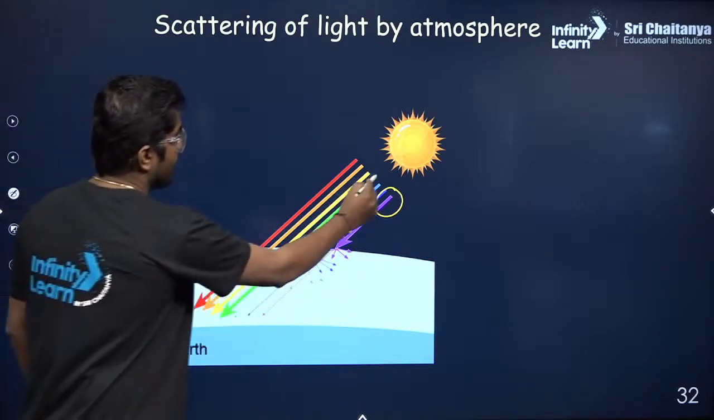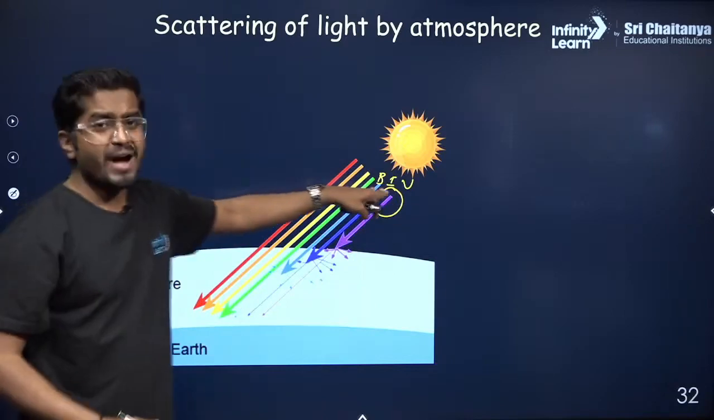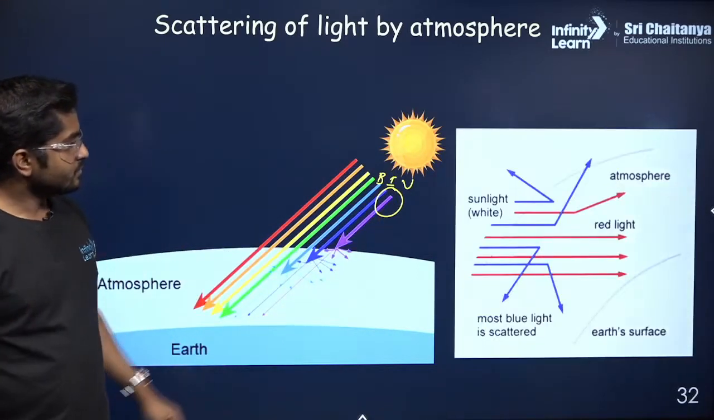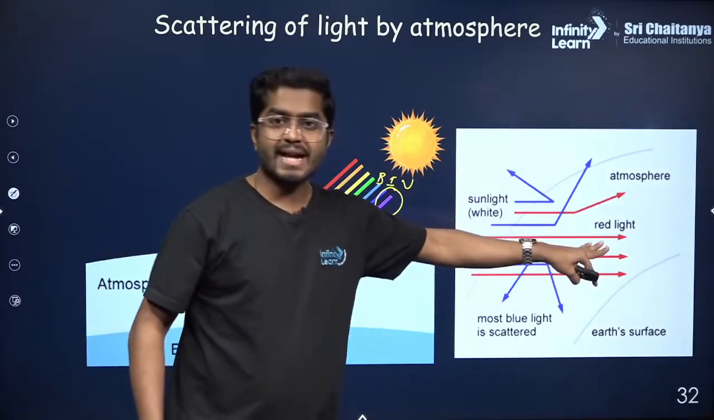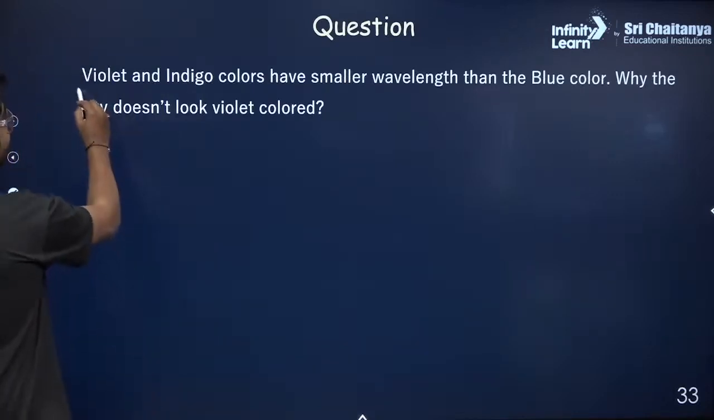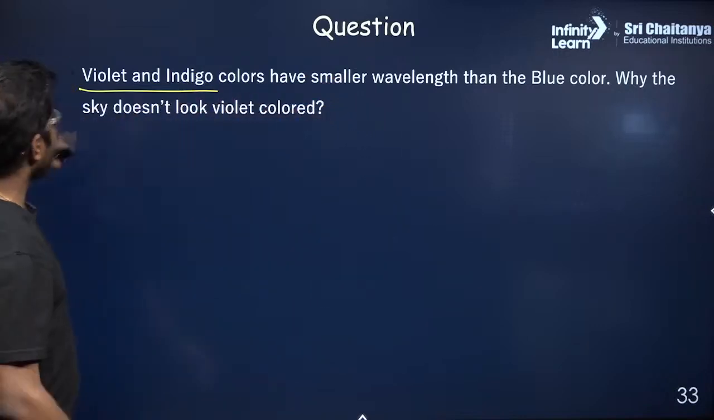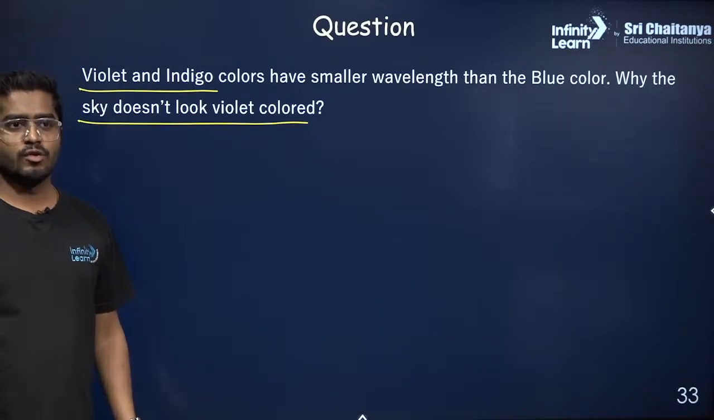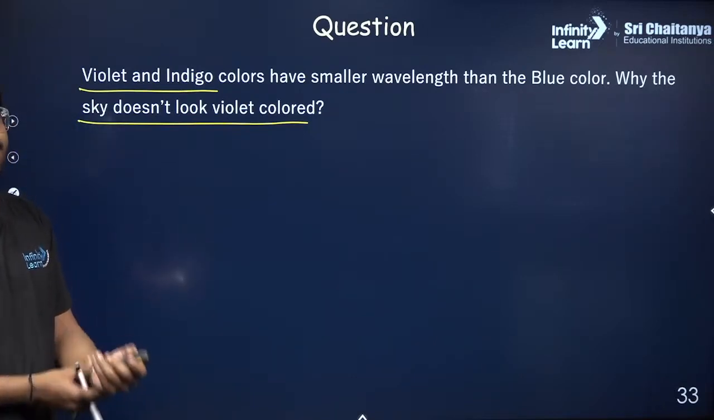Yeah, these three, blue, indigo, violet, they will be scattered. But why is the color of the sky not violet? Why is it blue? These blue light will be scattered, red light does not scatter. So now there is a question. Violet and indigo have smaller wavelength than the blue color. Why doesn't the sky look violet colored? There is a question. Do you know a reason for that? How many of you know?